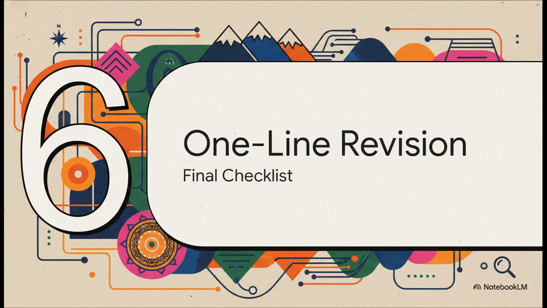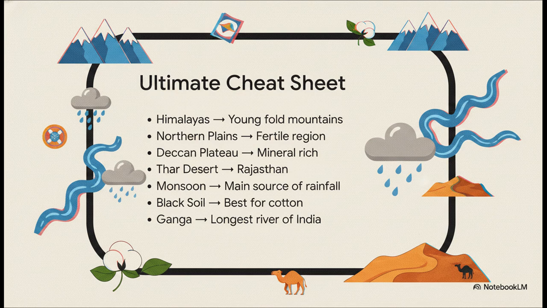And finally, Section 6, one-line revision. Okay, if you remember literally nothing else today, take a mental screenshot right now. The Himalayas equal young fold mountains. Plains equal incredibly fertile agriculture. The Deccan Plateau equals a mineral-rich ancient landmass.